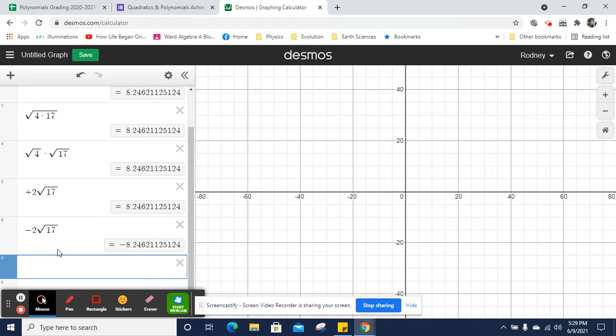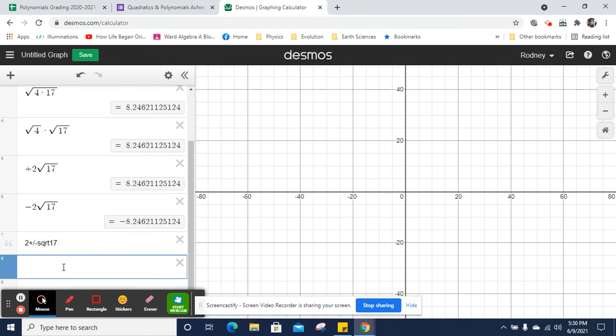Now, here's another mistake I'm seeing. When people try to express the positive and the negative one, what they are saying is 2 plus or minus square root of 17. Now, that means something entirely different than 2 plus or minus 2 square root of 17. This actually means 2 plus the square root of 17 and 2 minus the square root of 17.